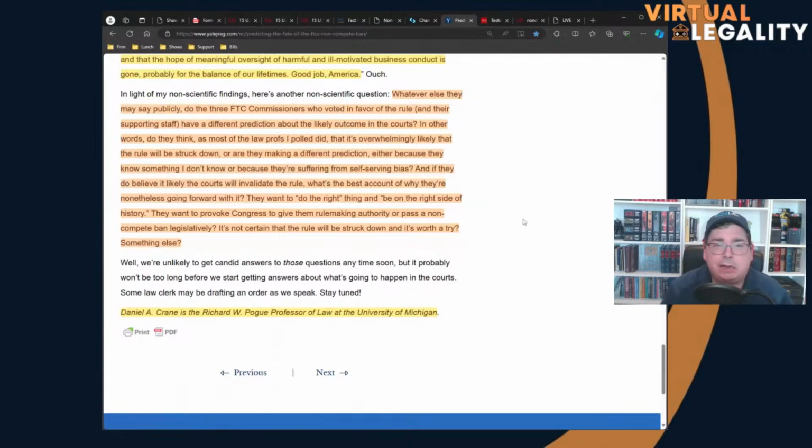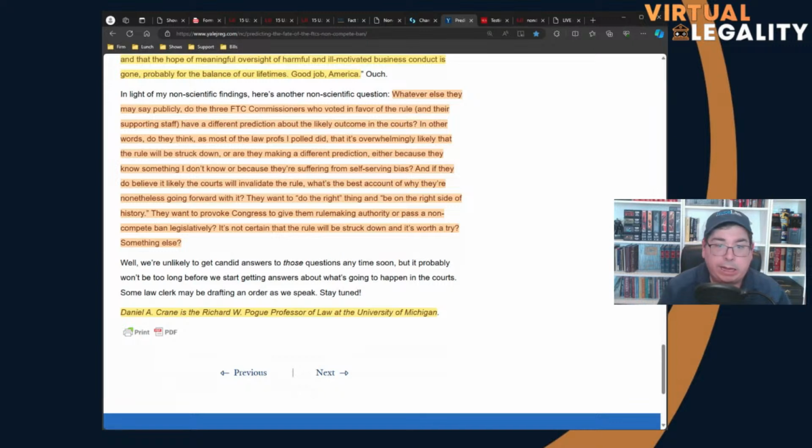In light of my non-scientific findings, here's another non-scientific question. Whatever else they may say publicly, do the 3 FTC commissioners who voted in favor of the rule have a different prediction about the likely outcome in the courts? In other words, do they think, as most of the law profs I polled did, that it's overwhelmingly likely that the rule will be struck down? Or are they making a different prediction, either because they know something I don't, or because they're suffering from self-serving bias? And if they do believe it likely the courts will invalidate the rule, what's the best account of why they're nonetheless going forward with it?